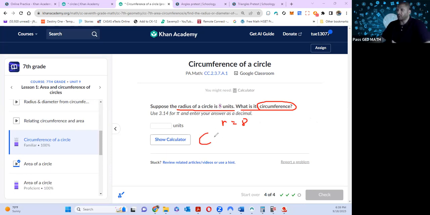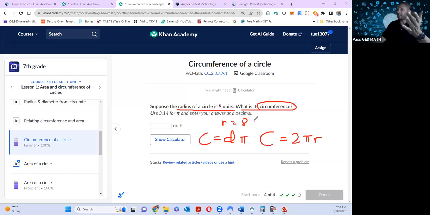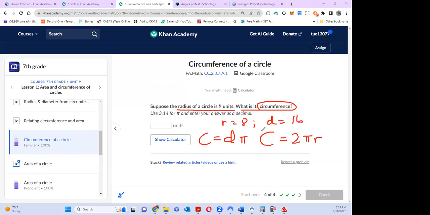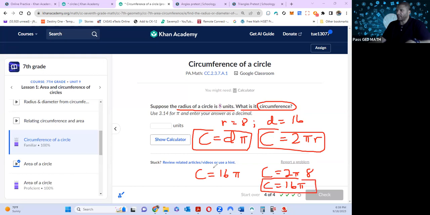So when I go to my formula sheet, I can either use d times pi, or I can use 2 times pi times r. We know what the radius is. You should now know, if the radius is 8, what's the diameter? 16. So now I can use either one of these formulas to figure out the circumference, because C equals 16 times pi, or C equals 2 times pi times 8. Well, 2 times 8 is 16. If you notice, we still got the exact same answer.